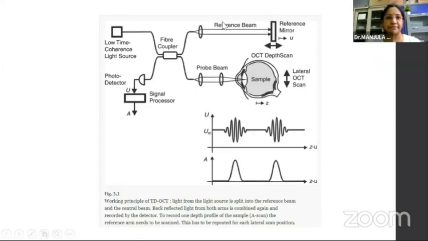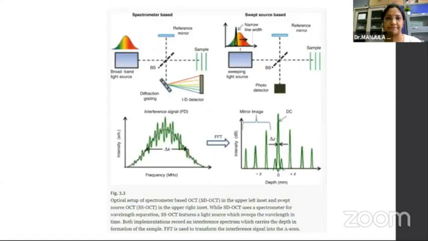This is the working principle of time domain OCT, where the light source is split into a reference beam and a sample beam. The back reflected light from both the arms is combined together and recorded by the detector. The only drawback here is that the reference mirror is not fixed. It has to be moved for each scan. Hence, it takes time. Time domain OCT is time consuming and gives fewer scans per second.